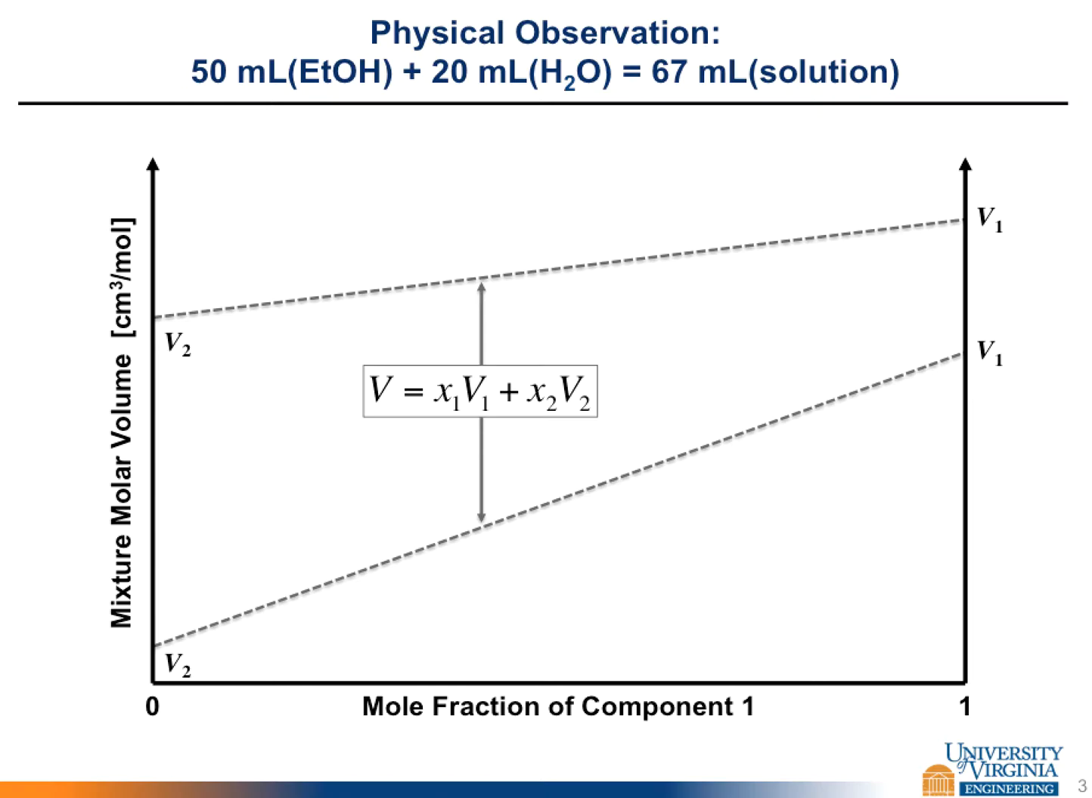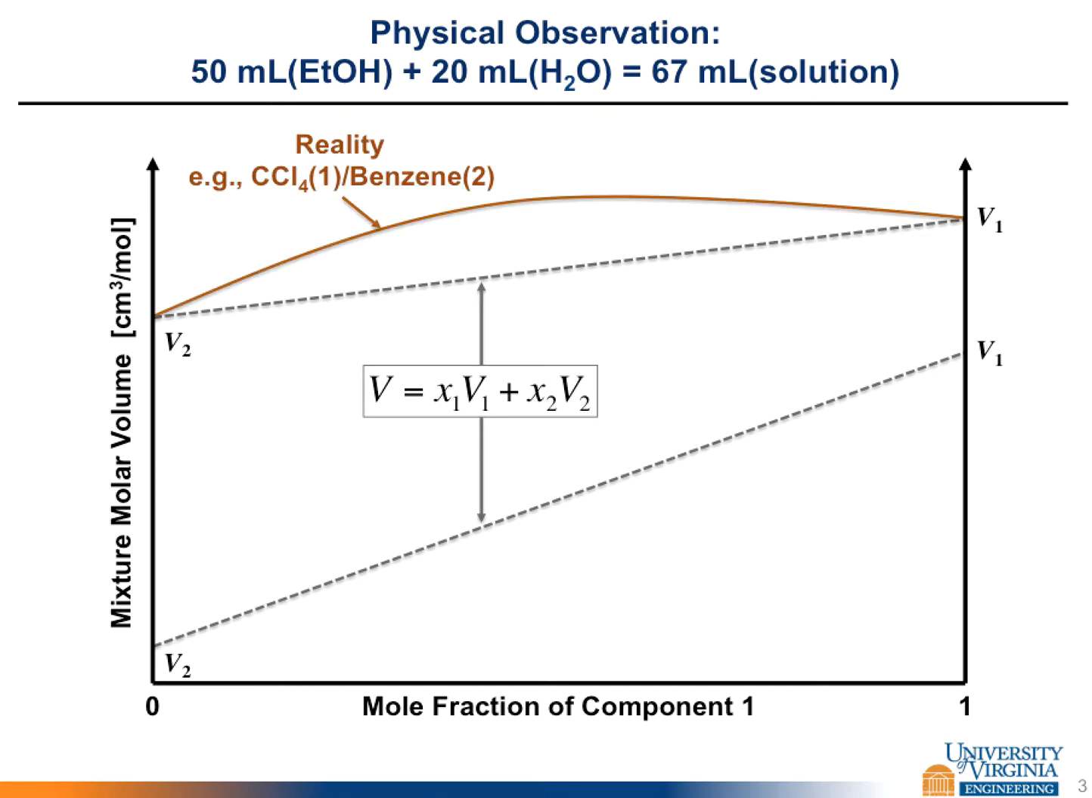In reality, the simplest case is not always observed. For example, with carbon tetrachloride and benzene, those solutions have volumes that exceed the simplest case, and ethanol and water solutions have volumes that are smaller than this simplest case. And these changes in volume upon mixing result from interactions between the molecules in the mixture.